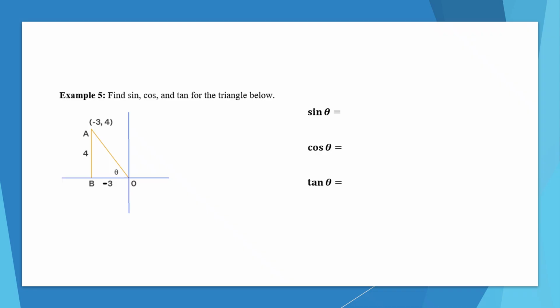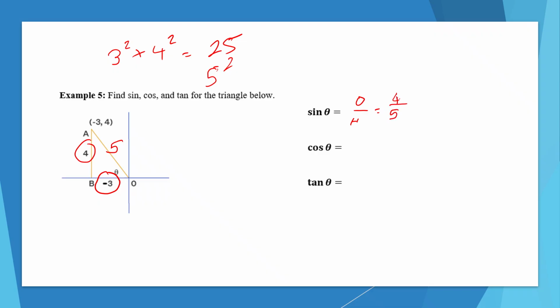All right, so for example 5, we're finding sine, cosine, and tangent for the triangle below. Here we know this side is negative 3, this side is 4, and then using the Pythagorean theorem, 3 squared plus 4 squared equals 25, which is going to be our third side squared, so that's 5 squared. So 5 should be that third side there, just a simple 3, 4, 5 right triangle. Sine is going to be opposite over hypotenuse, which is 4 over the hypotenuse, positive 5. So here, sine is going to be positive 4/5.